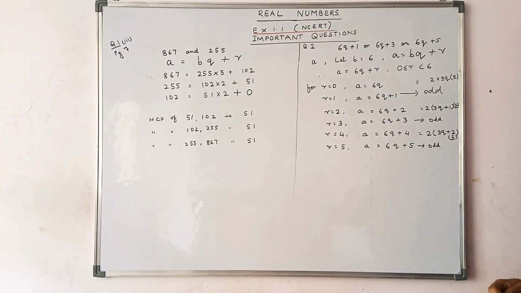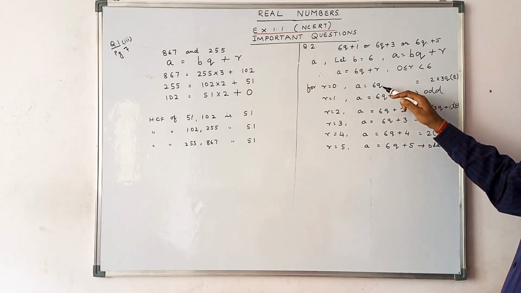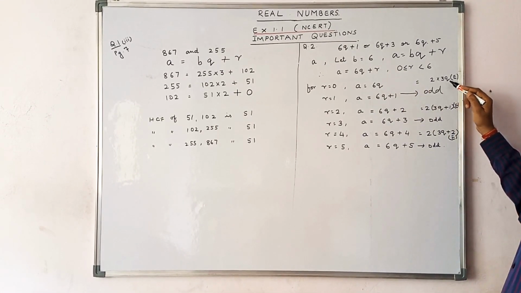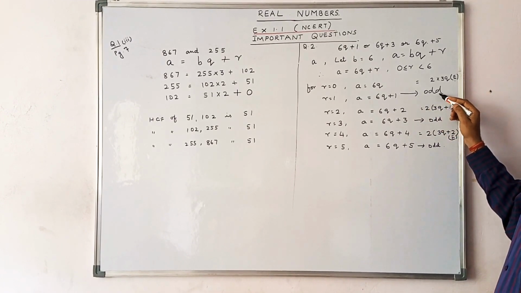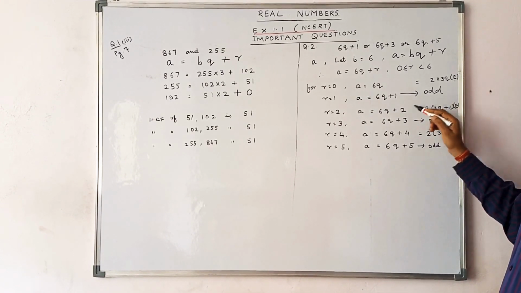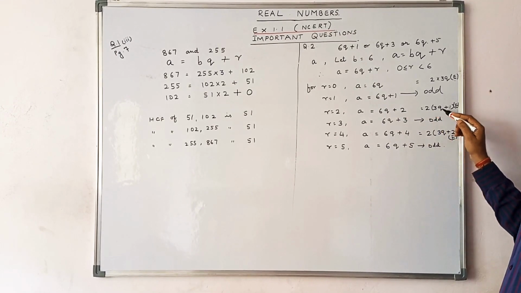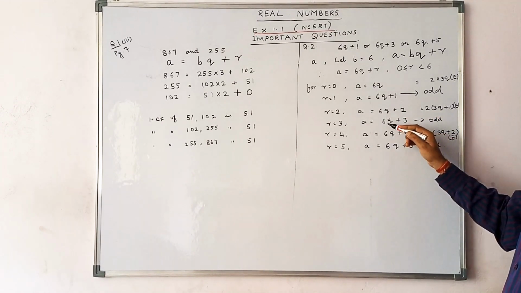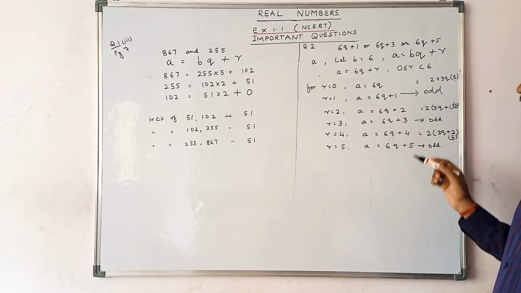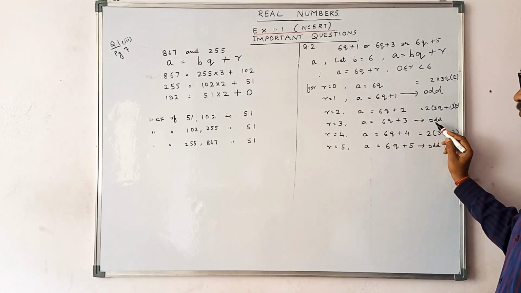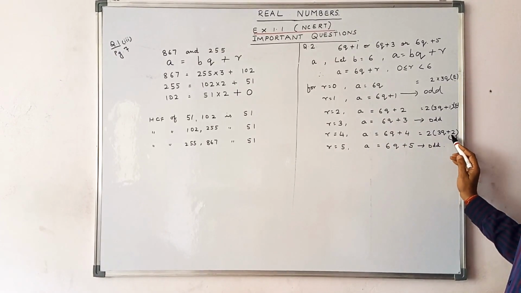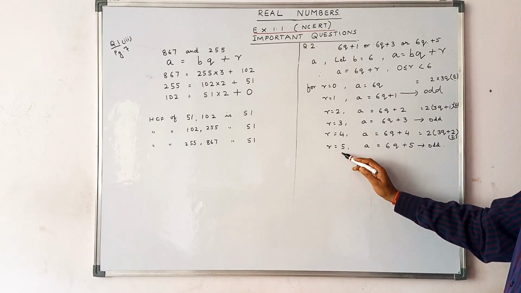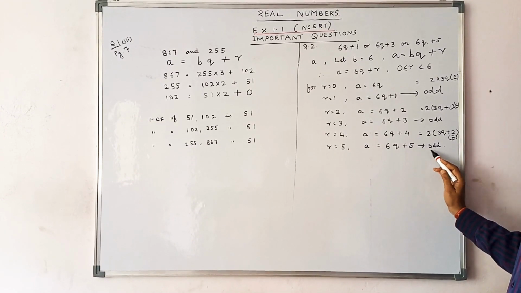Now what do we conclude here? That 6q can be written as 2 into 3q. Therefore it is a multiple of 2, therefore it's an even number. Similarly here, 6q plus 1 is not divisible by 2, so it is an odd number. 6q plus 2, 2 can be taken out common, so it is divisible by 2. Again here r is equal to 3, so you see it's not divisible by 2, therefore it's an odd number. r is equal to 4, 6q plus 4, that is equal to 2 times 3q plus 2, that is an even number. r is equal to 5, a is equal to 6q plus 5, that is an odd number.